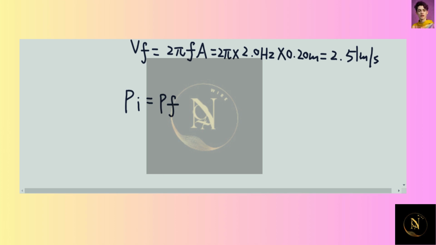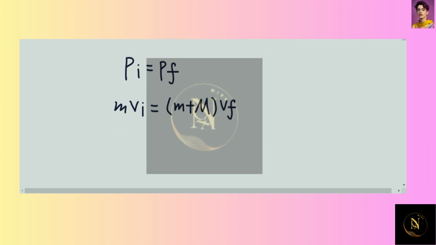So we know the initial momentum is equal to the mass of the arrow times the initial speed, which is equal to the final momentum, which is the mass of the arrow plus the mass of the car, let's say capital M here, and then times the final speed we just calculated. So therefore, we know the initial speed should be equal to m plus capital M times V final divided by the mass of the arrow.